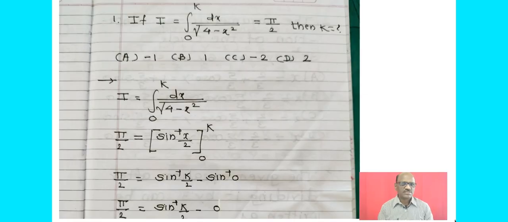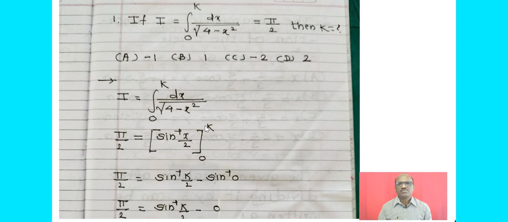Now our first question is, if I is equal to the integral from 0 to k of dx upon under root of 4 minus x square is equal to pi by 2, then what is the value of k? Now see this integral. This is the integral of the type dx upon under root of a square minus x square is equal to sine inverse of x upon a plus c. Now in the same way, we have pi by 2 equals sine inverse of x upon 2, from 0 to k.